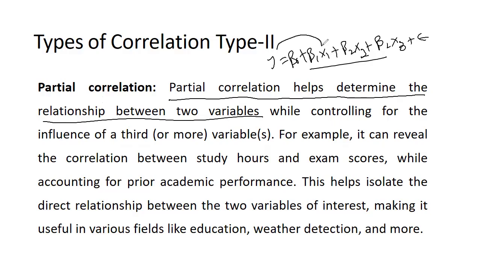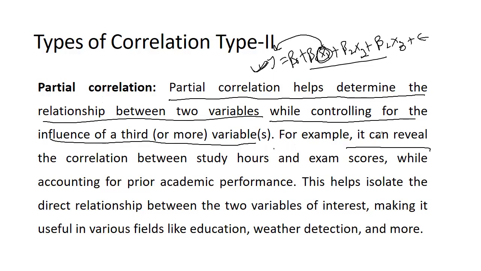If I want to check the relationship between y and x, then I will control the other variables. While controlling for the influence of the third variables, we can check the impact of only this variable, how much this variable contributes to the dependent variable. For example, it can reveal the correlation between study hours and exam score. Here I am taking two variables, study hours and exam score.